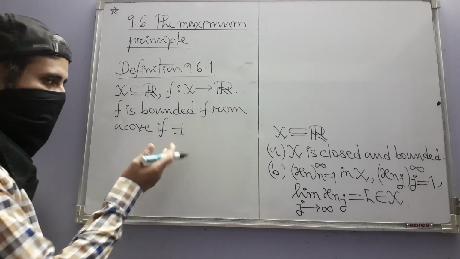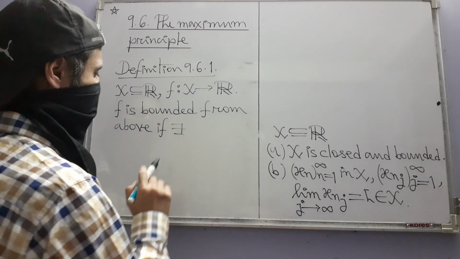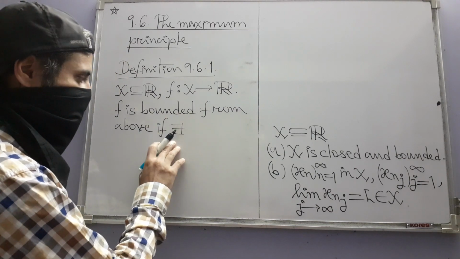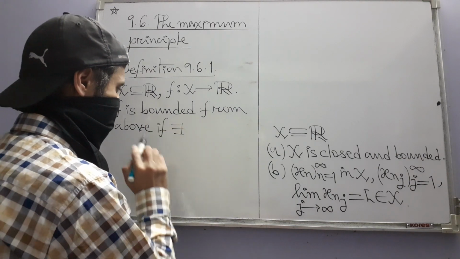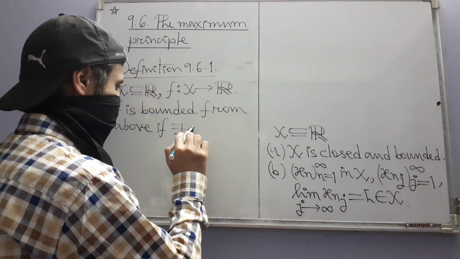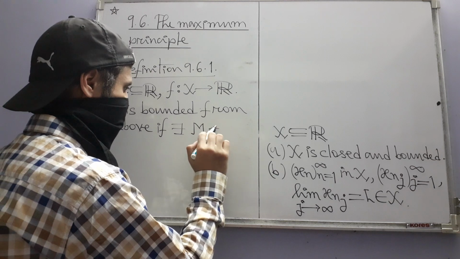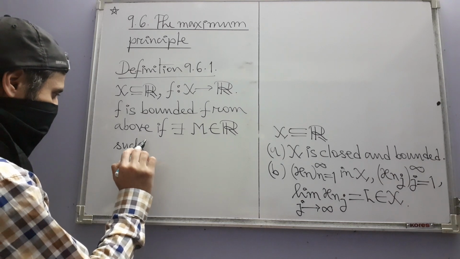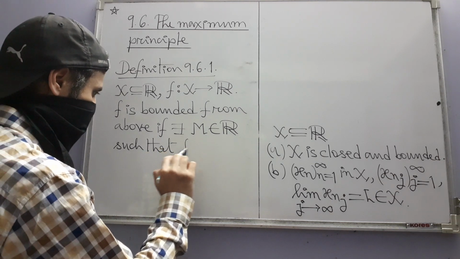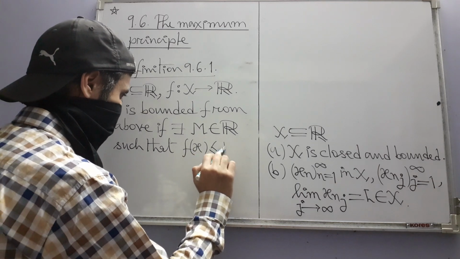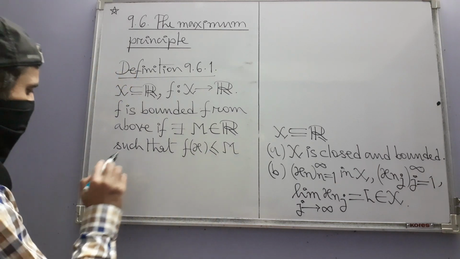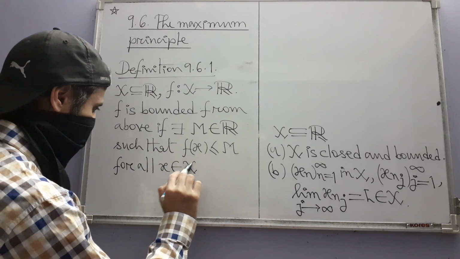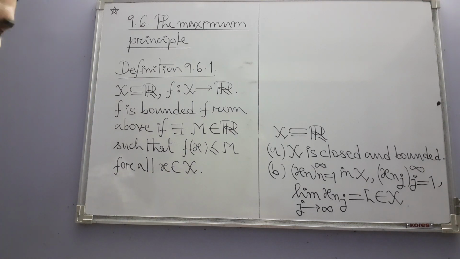there exists, let me just use this symbol here. This means there exists. We haven't used this symbol in this text, it's not there, but just for the sake of simplicity, I am writing this. There exists a real number such that all the functional values are bounded from above by that real number. So this is one part of the definition.